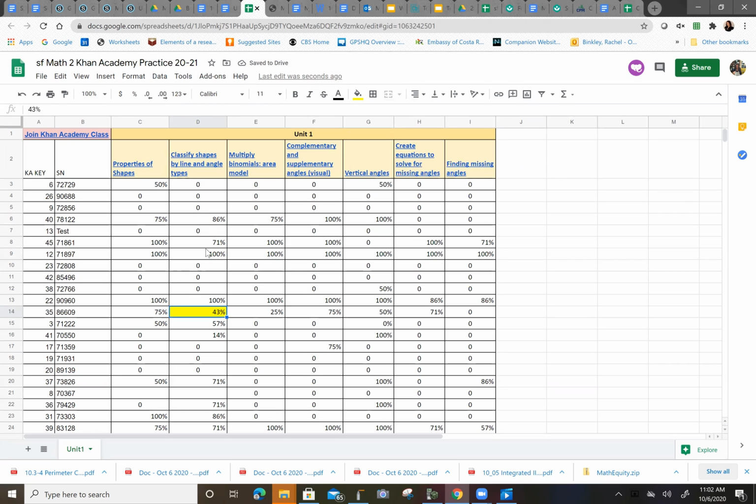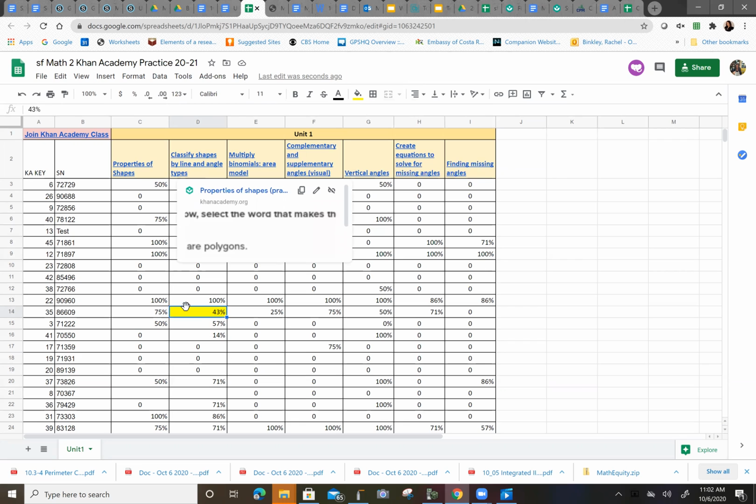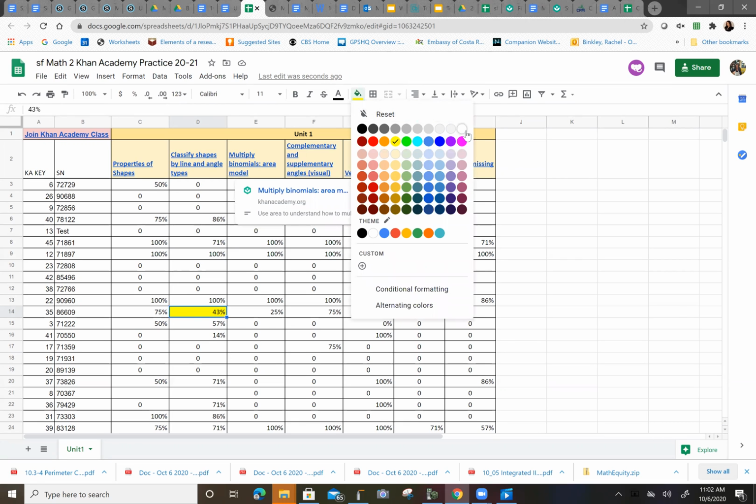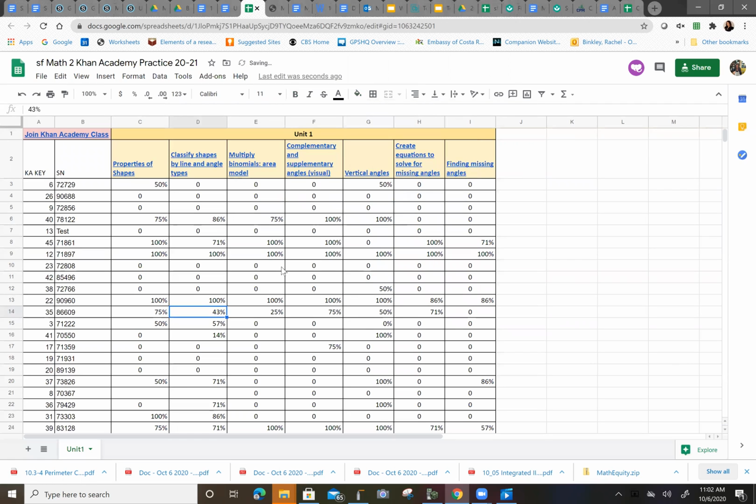Well, they can click on classify shapes by line and angles again, and they can keep trying it until they get 100%. And if they're still stuck, they can join me for office hours and I can help them out with it. So because I made them worth a lot, you should be able to keep doing them until you get 100% and it will help your grade. It will also hurt you if you don't do them.